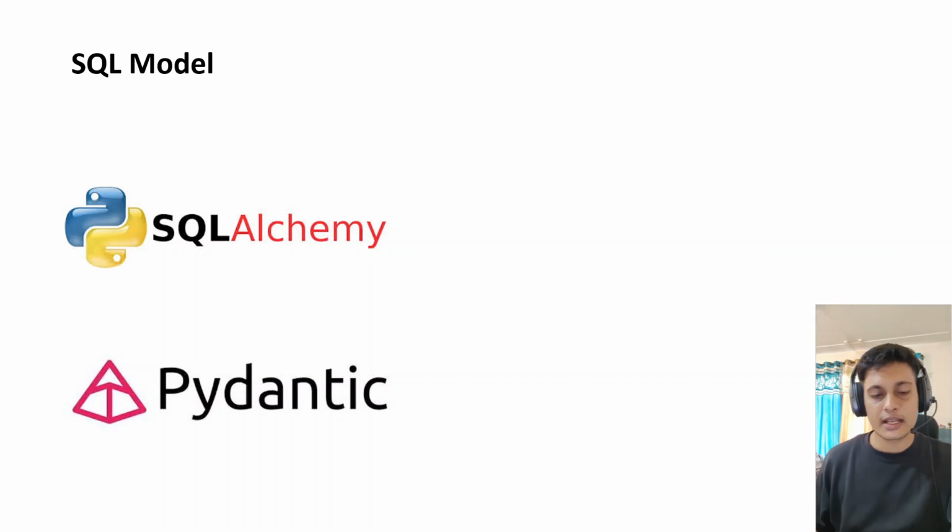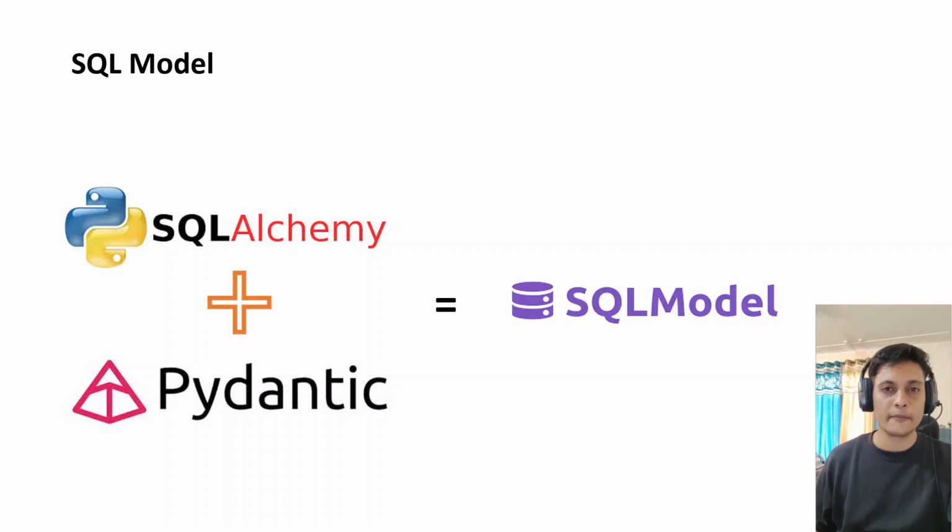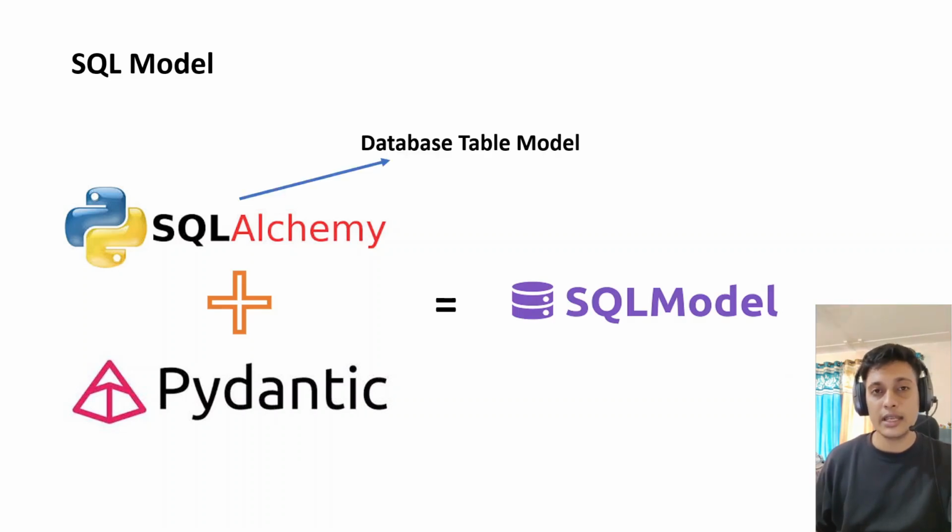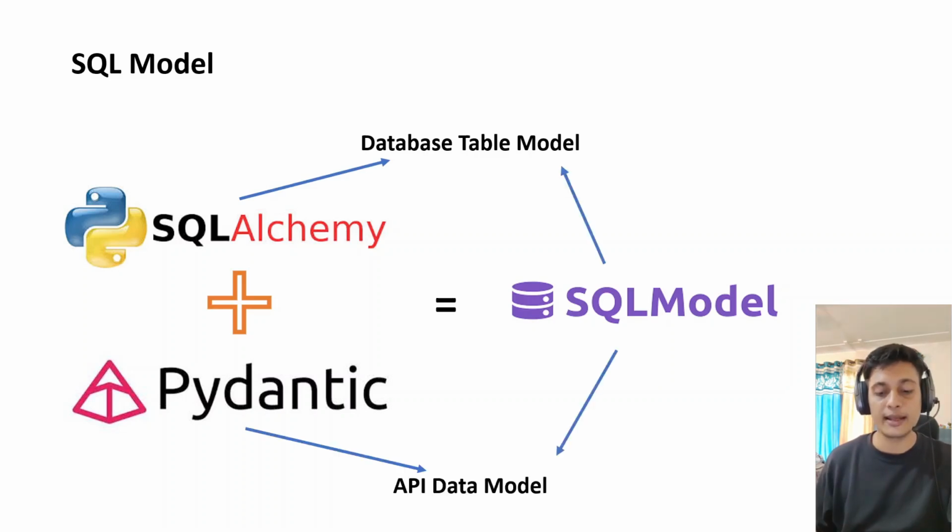And this Pydantic is used for data validation of the data which is coming through your API, and it does the serialization work as well. So when we have these two things, what is the one entity which can do the work of both? That is SQL model. And what is the main feature this SQL model will use from SQL Alchemy and Pydantic? From SQL Alchemy, it will take the database table model operations, and from Pydantic, it will use the API data model. It will do both of the work using a single entity, the SQL model.